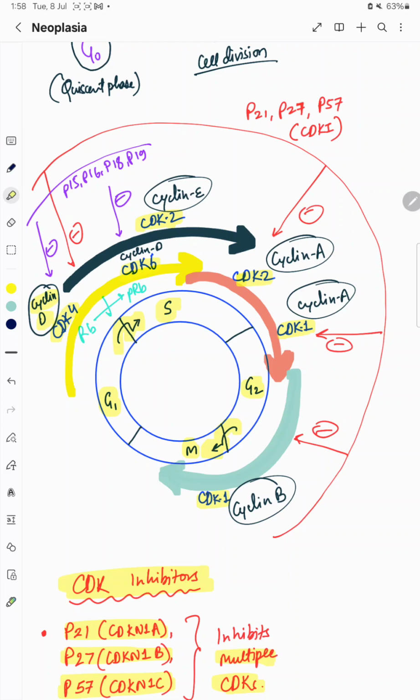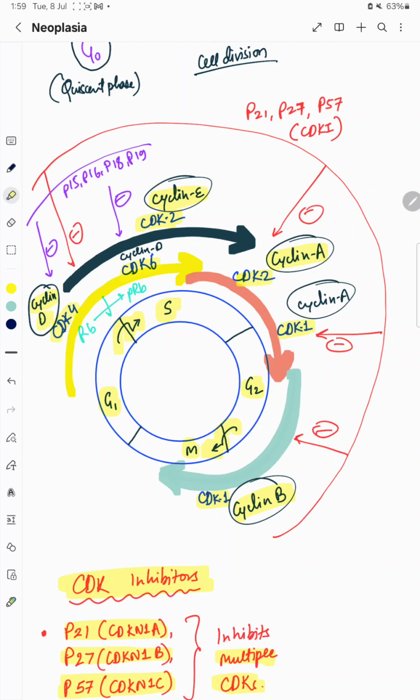Cyclins help in activating cyclin dependent kinases, and they act in a specific sequence. First, cyclin D activates cyclin dependent kinase 4. Cyclin E activates CDK2. Cyclin A activates CDK2, and cyclin B activates CDK1.